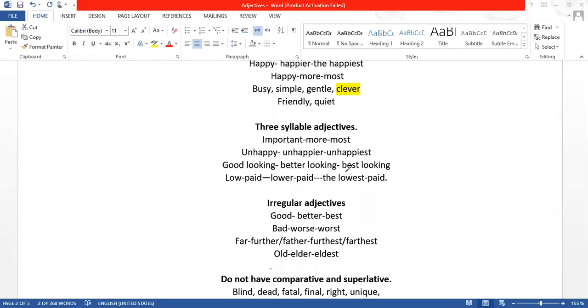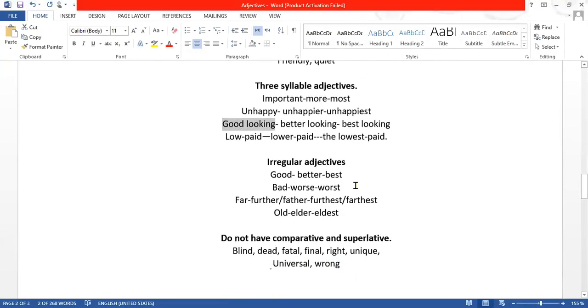Compound adjective. Yes, I told you, compound adjectives. Good looking is also a compound adjective. But again, I'm telling you, these are just rules. We do not have them all the time. Remember, we have these exceptional cases.